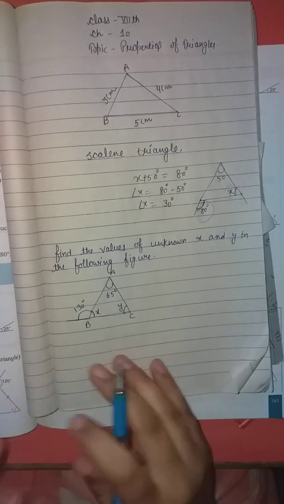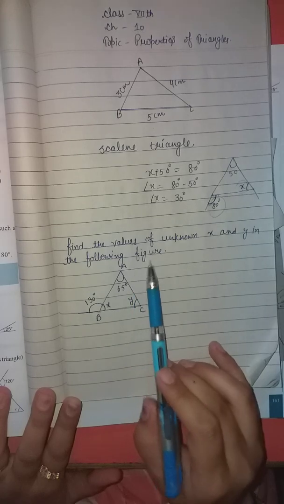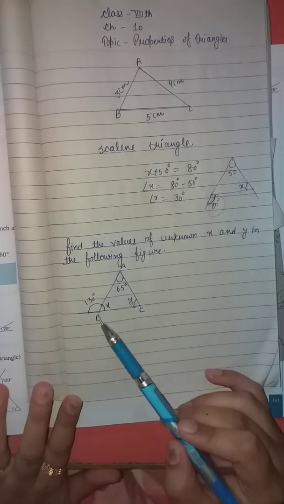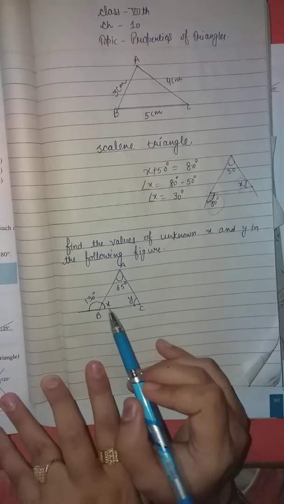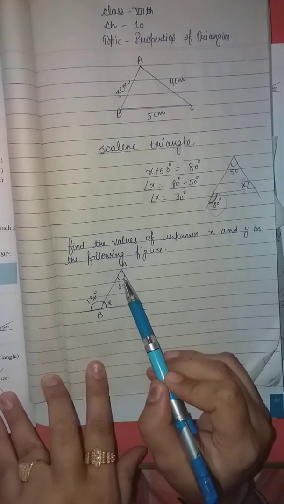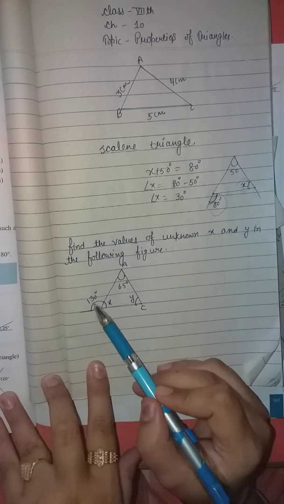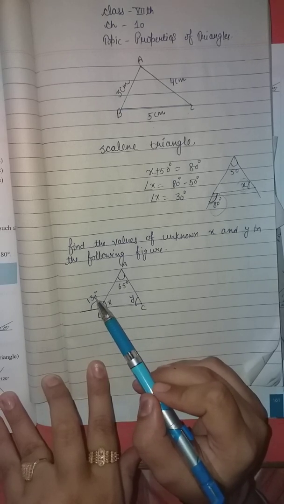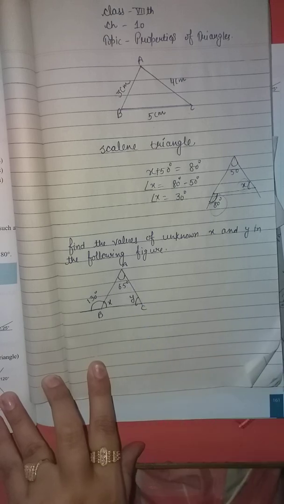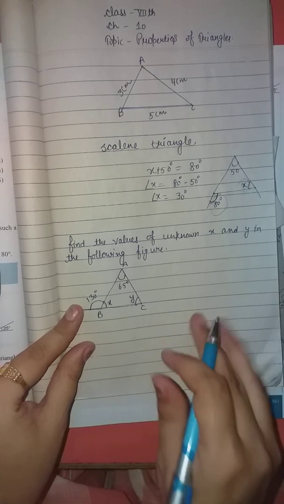Moving to the next question, that is, find the values of unknown x and y in the following figure. We are given a figure, triangle ABC. Here we have to find the values of x and y. We are given only one exterior angle, that means the others are x and y, and one interior angle. The measure of the exterior angle is 130 degree and the interior angle is 65 degree. So now we have to find the measure of x and y.